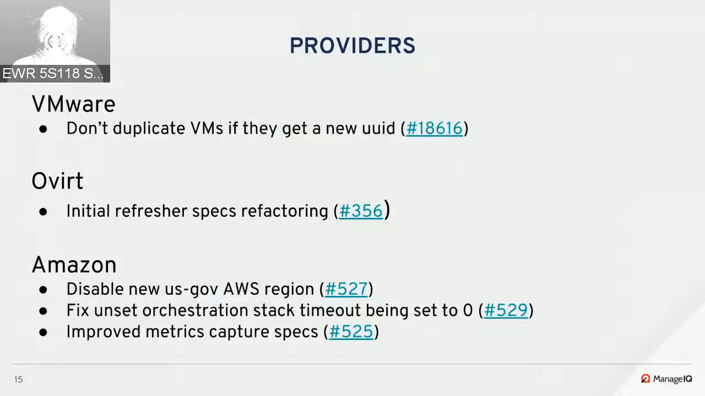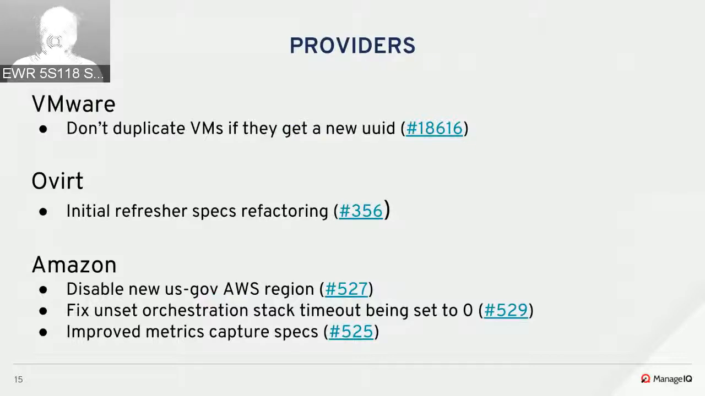Overt, there was some initial refresher specs refactoring. We're going to be doing a lot of work around improving the Overt specs. There's a lot of duplication and a lot of things that aren't covered. And so this initial refactoring by Martin S. was to remove a good bit of the duplication. On Amazon's side, Alex disabled the new US Gov AWS region by default, so it doesn't show up.